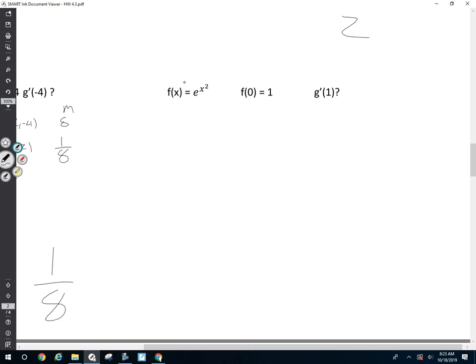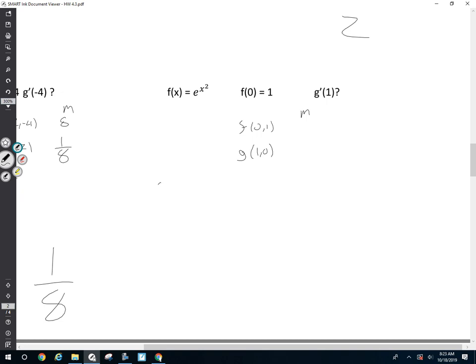All right, let's look at this one. E to the x squared. F's got the point 0, 1. Most of the problems you will be given the information just like this. When you see this on your tests, when you see this on quizzes, you'll be given the information. I think we have a couple problems where I don't give you the information. You'll have to kind of find it.